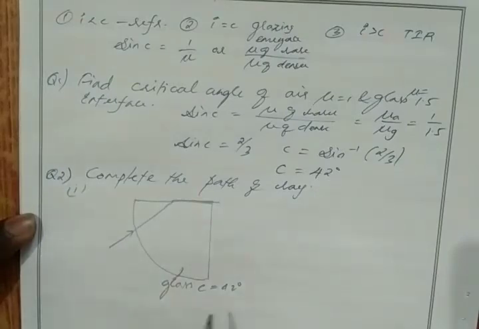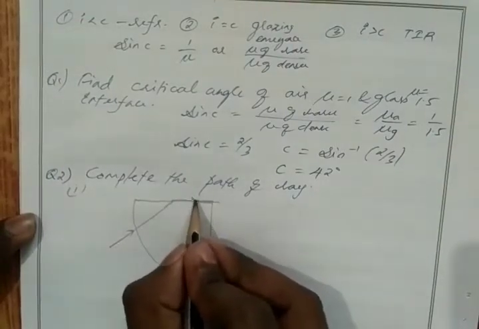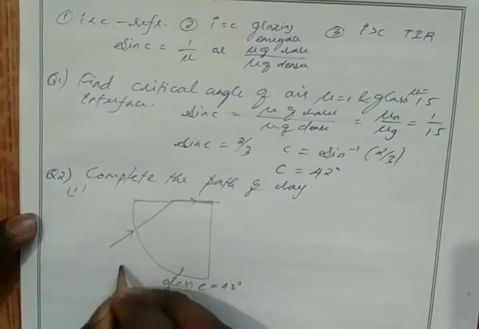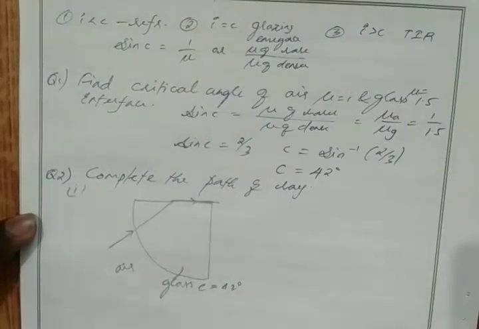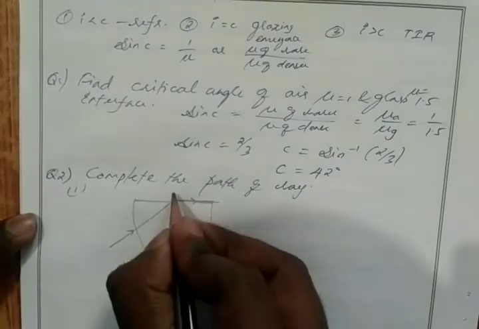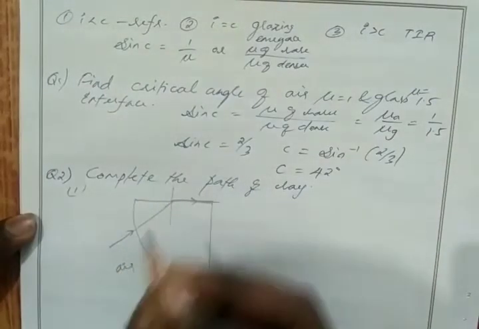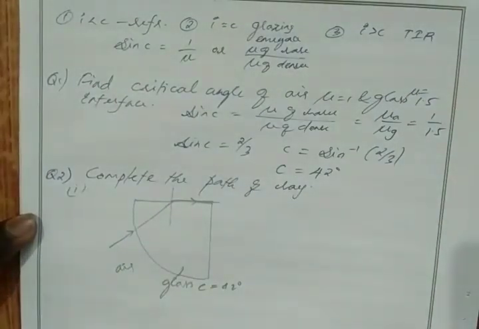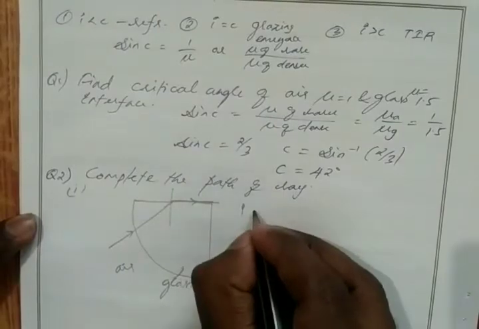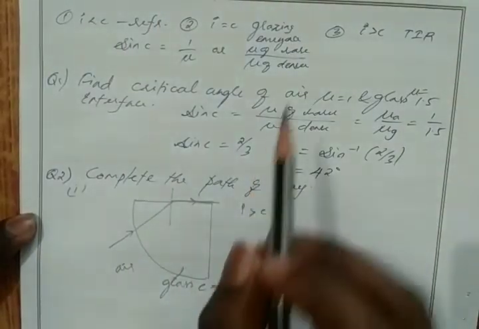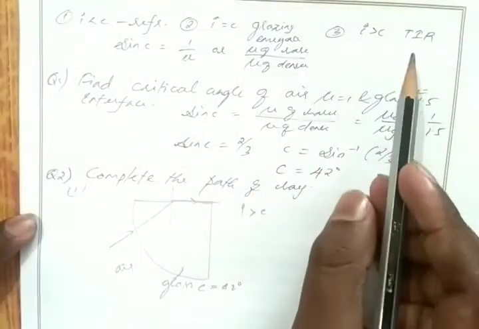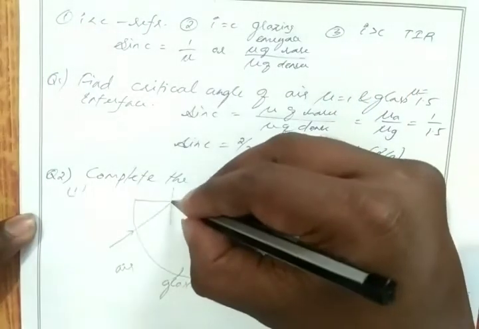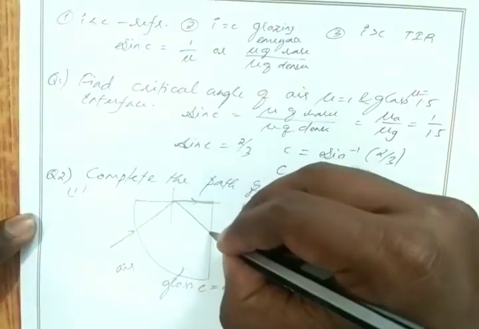So if light rays pass on the glass at 40 degree, it moves like this in this air glass interface. But here light passes at a certain angle which is greater than 42 degree. Then what will happen? If it is greater than 42 degree, I is greater than C, it goes for total internal reflection.